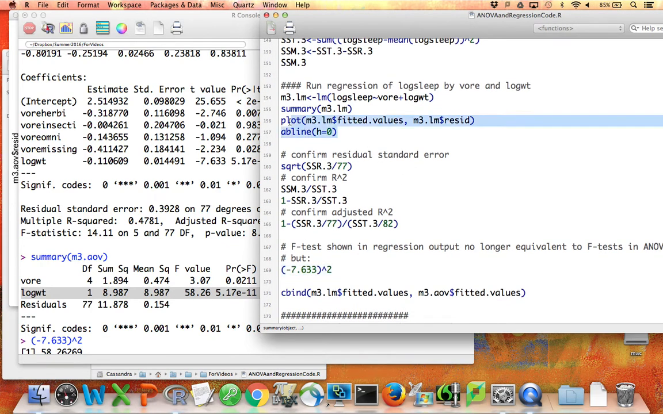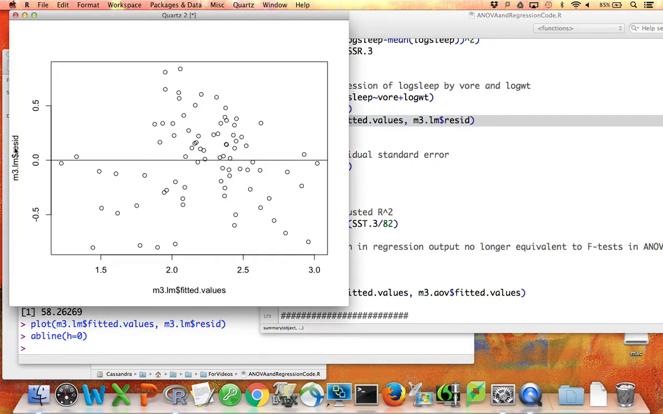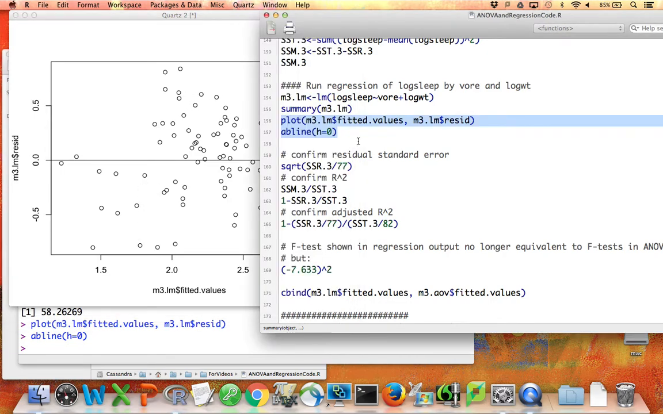If we were to create the residual versus fitted value plot using the regression, we get exactly the same plot that we had using the Anova, because it's exactly the same model. We continue to see this model doesn't actually fit very well.